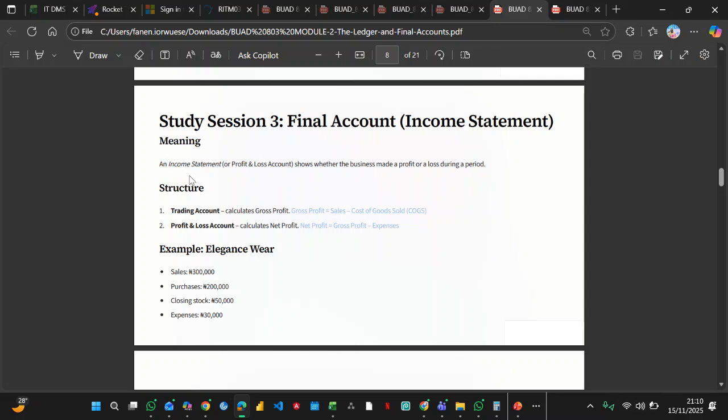Okay, so I'm saying we're looking at study session 3, which is the final account, right? So the final account is the same thing as the income statement. And then what is the income statement? The income statement, or you can call it the profit and loss account, shows whether the business is making profit.